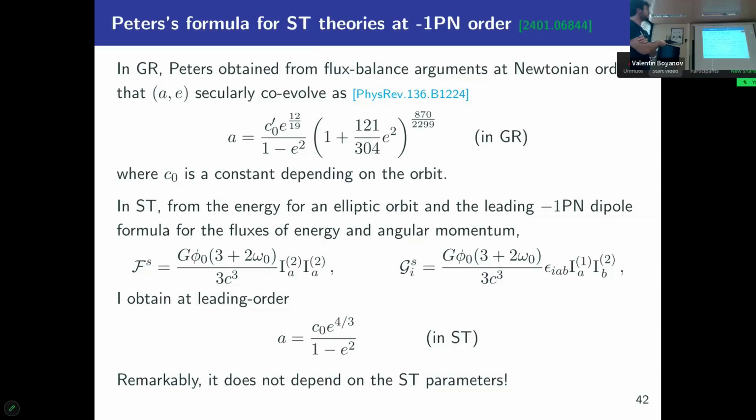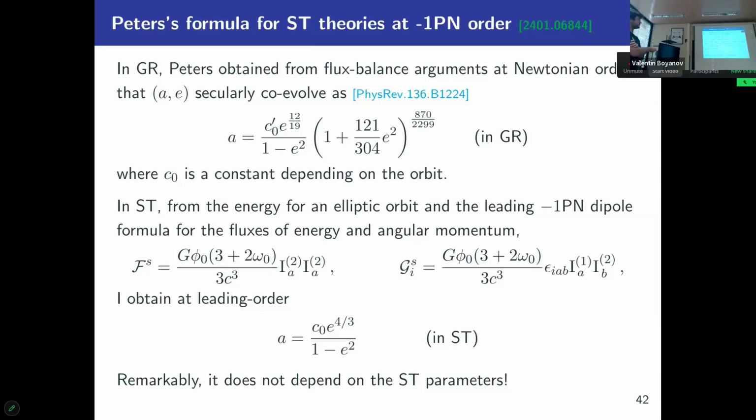Basically, if you start off with a binary which has a semi-major axis a and eccentricity e, and let it evolve under radiation reaction, the parameters of your orbit are slowly going to change. And they're going to change according to this law, where C0 is a constant.